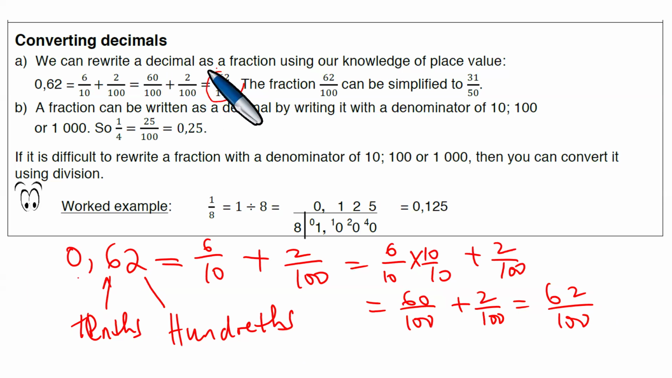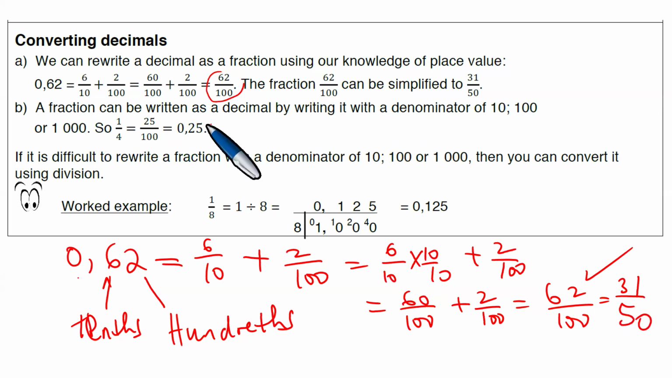Right, we can rewrite a decimal as a fraction. We've written this decimal as a fraction. Right, the fraction 62 over 100 can be simplified. You can divide 62 by 2, getting 31. You divide 100 by 2, you get 50.